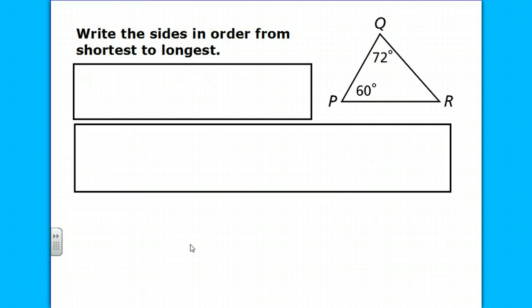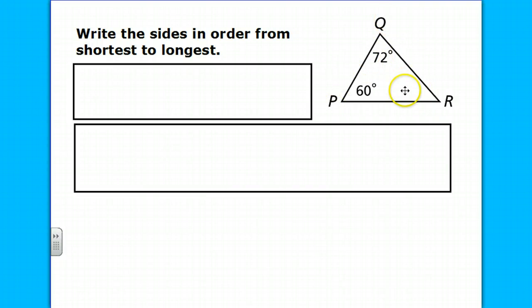Let's write the sides in order from shortest to longest. Go ahead, pause the video and come back. Okay, you probably figured the measure of angle R because we need to compare these angle measures, don't we? 60 plus 72 is 132, right? So our missing angle must be 48.